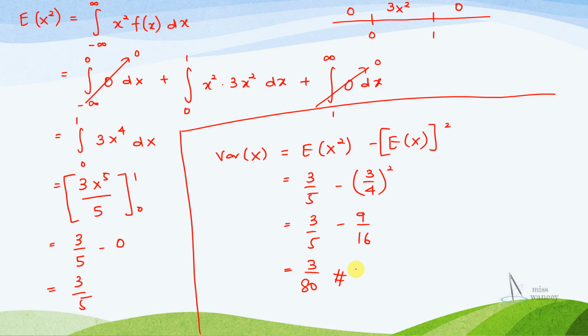Alright, so that is basically how we calculate the expectation and the variance. Do remember the formulas. The expectation of X is the integral from negative infinity until infinity of x f(x) dx. And to calculate the variance, the formula is the expectation of X squared minus the expectation of X, all squared.